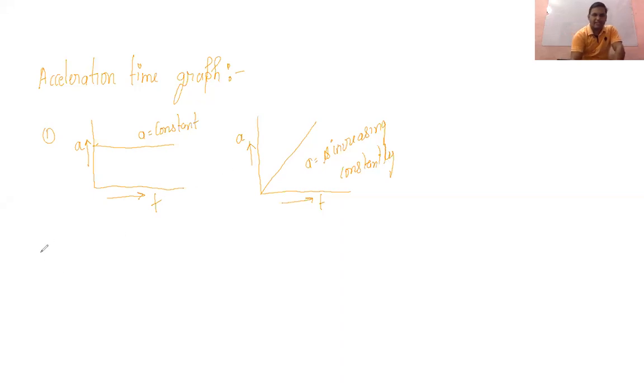From here, one thing you can write: the area under the a-t graph gives the change in velocity.